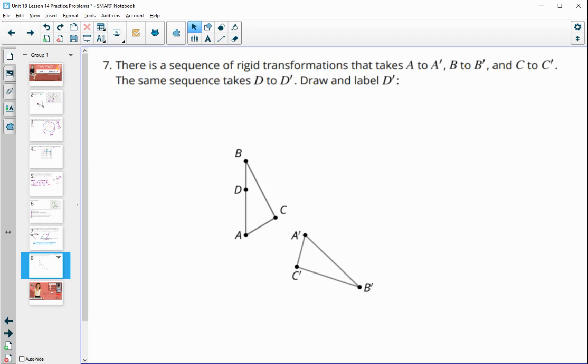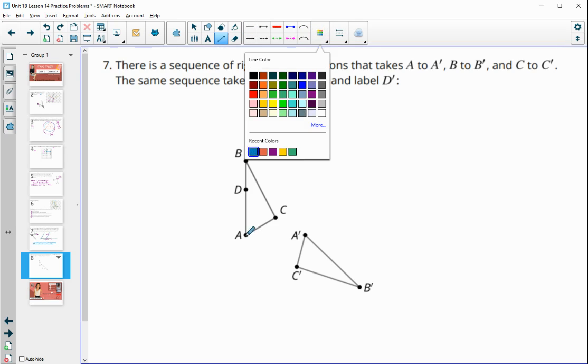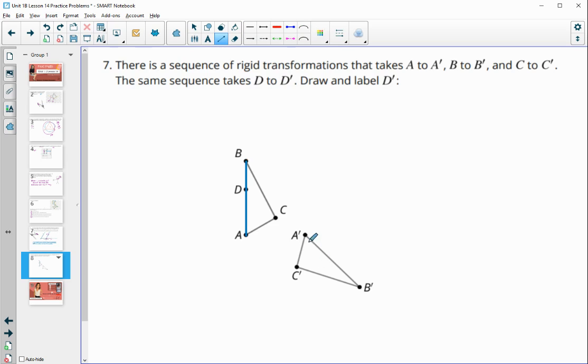Number seven, there's a sequence of rigid transformations that takes A to A prime, B to B prime, and C to C prime. That same sequence is going to take D to D prime, labeled D prime on this image. So we know that D is on line segment AB. So we know that D prime will be on line segment A prime B prime, and it will be in the same relative position. So a little bit closer to D, you could certainly measure that and figure out exactly how far it is away, or you can just sketch it. But D prime would be approximately right there.